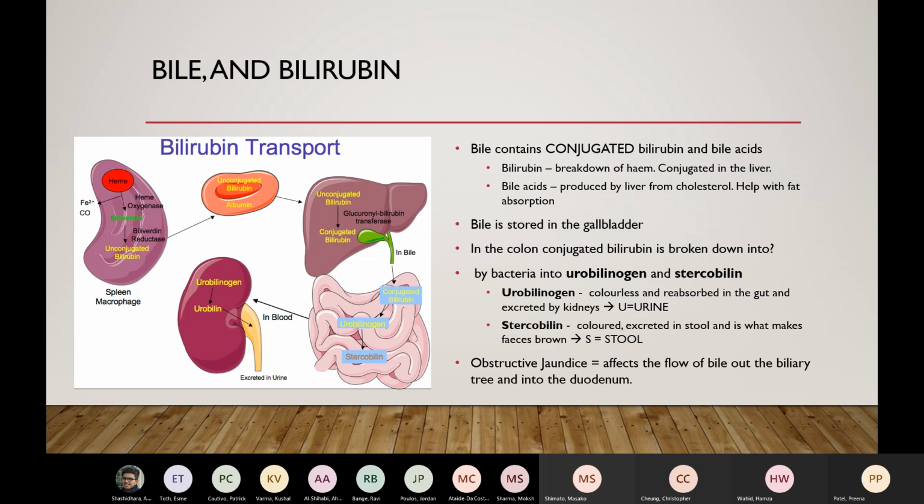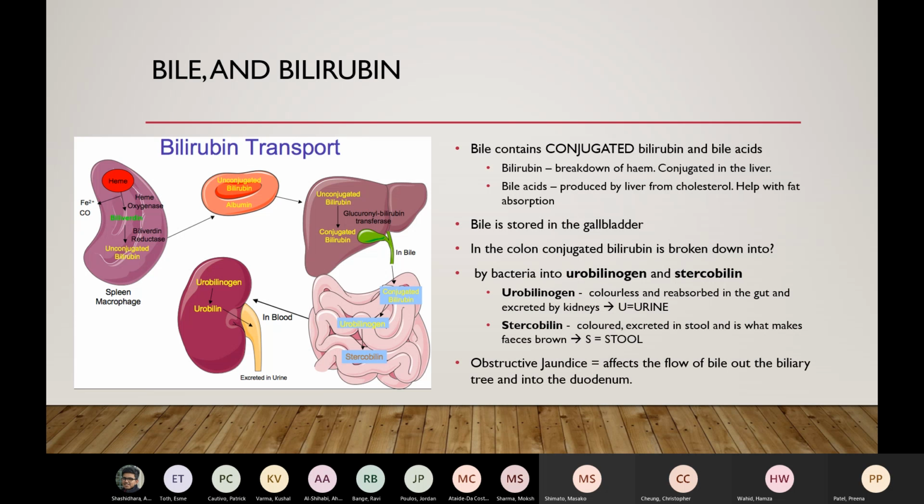So urobilinogen, the way I remember it is that's urine, that is absorbed back from the colon into your blood and it gets excreted by your kidneys. Stercobilin is like stool, a brownie colored molecule, I don't know what it is to be honest, but that is what makes your stool brown. So obviously if you don't have either of those two, the process of clear urine and brown stools won't happen. I feel like you can see where I'm going with this.